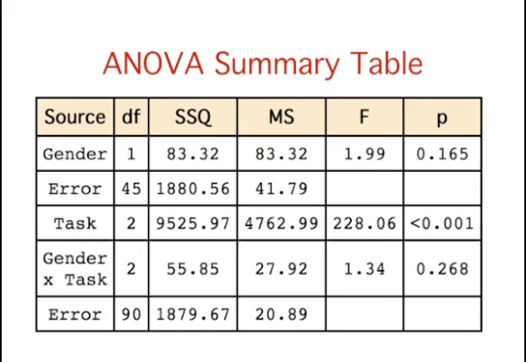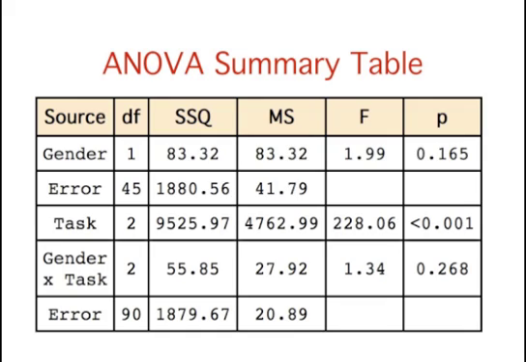Typically, the mean square error for the between subjects variable will be higher than the other mean square error. In this example, the mean square error for gender is about twice as large as the other mean square error. The degrees of freedom for the between subjects variable is equal to the number of levels of the between subjects variable minus 1. In this example, it is 1, since there are 2 levels of gender.